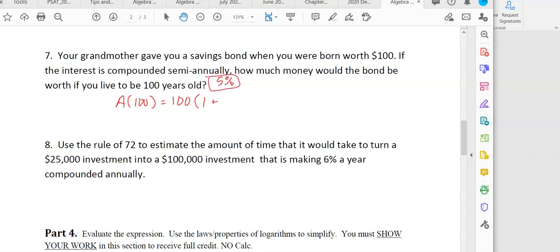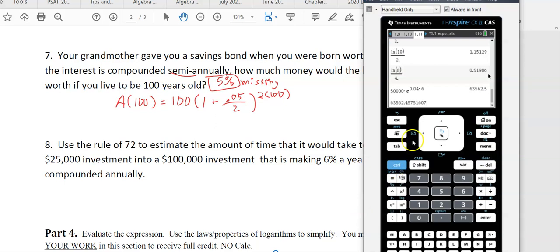So this was missing information that I should have provided here. So let's just say it's 5%. Then this would be 1.05 divided by n, which is 2, because I think it was compounded semi-annually, so 2 to the 2 times t, or 2 times 100 power. So if you earn 5% for that long, maybe you have a 100-year CD, that'd be kind of crazy. 100 times 1 plus 0.05 divided by 2 to the power of 2 times 100.